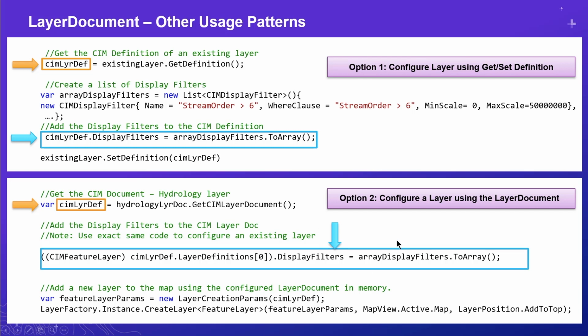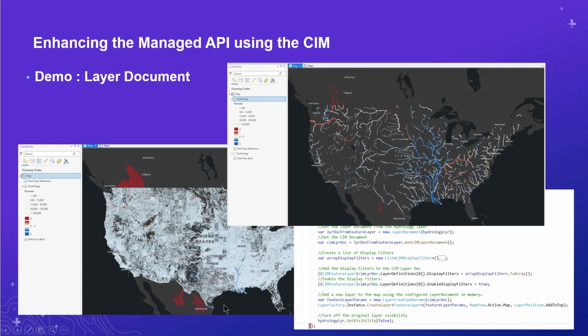Here is my option 2. I retrieve the CIM layer document from my hydrology layer document. And then very similar to this option over here, I access the display filters property on my layer definitions and I add my collection of display filters. Notice here that the work that we do to manipulate the CIM is very similar in these two options. Here in this option 2, the final step, I create a new layer using the layer creation parameters object. I will show you these two workflows in the demo coming up.